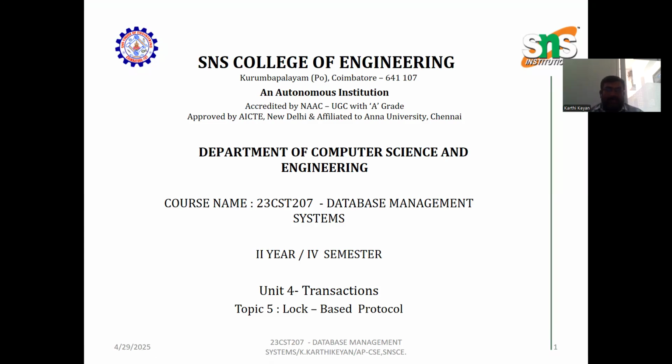Today I talk about unit number 4, transaction. Topic number 5, log-based protocol. Before going to the topic of log-based protocol, we should know about scheduling, serializability and concurrency control. This is the basic prerequisite for this topic regarding log-based protocol.